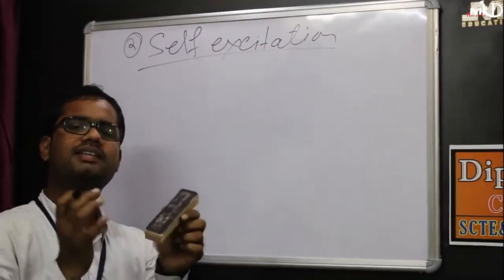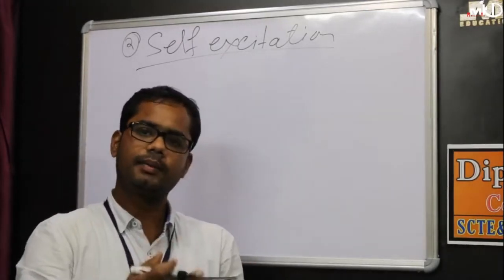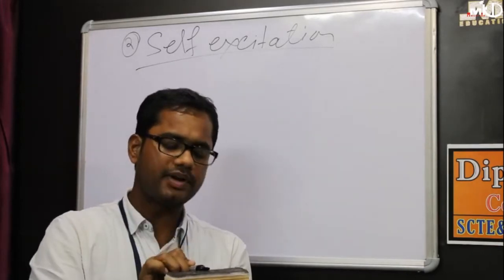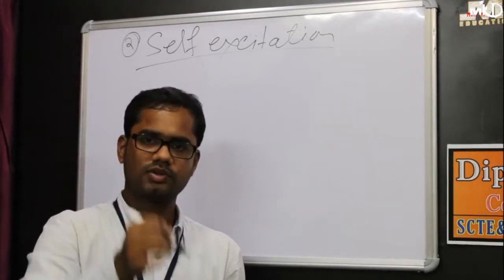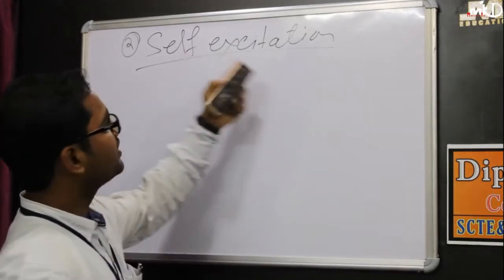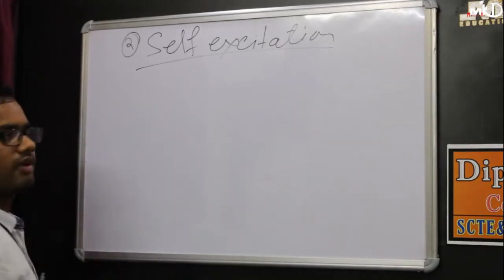So here one residual magnetism is there. Means after magnetic circuit, whenever you are cutting the supply also, some property of the magnet will be there. Due to that, your flux is created, and this is called your self-excitation system. So here the self-excitation system is also further divided.